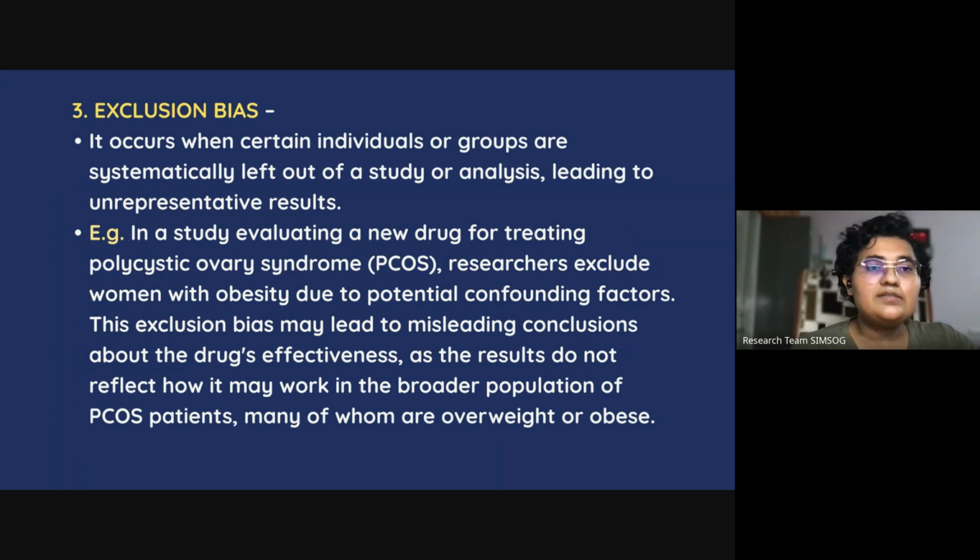Another type of bias is exclusion bias. This occurs when certain individuals or groups are systematically left out of a study or analysis, leading to unrepresentative results. For example, if I'm doing a study to evaluate a new drug for treating PCOS, researchers can exclude women with obesity because it can lead to potential confounding factors. But this exclusion bias can lead to misleading conclusions about the effectiveness of the drug, as the results don't reflect how this drug acts on PCOS patients who are obese, which constitutes a large population of the PCOS patients. So this can lead to exclusion bias.